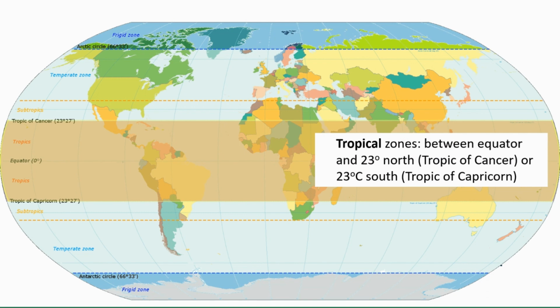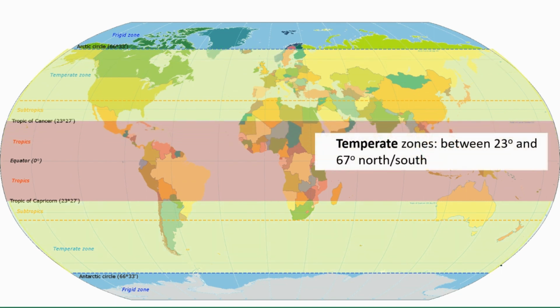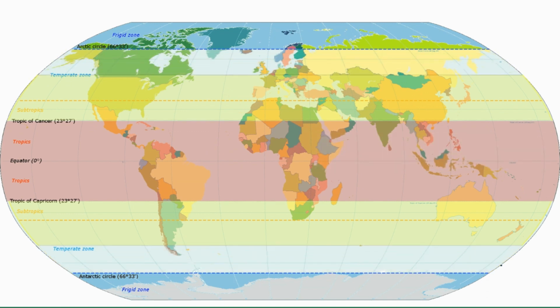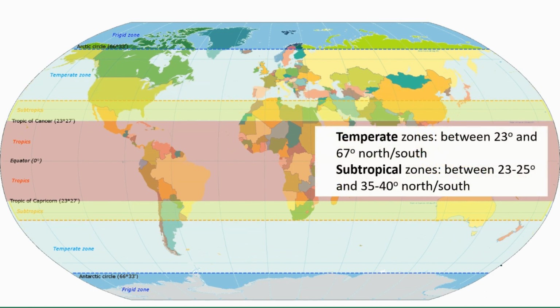And above and below tropical zones, you'll find temperate zones. And these zones are located between 23 degrees and 67 degrees north and south. So we in Arizona live in what's considered a temperate zone. And within the temperate zone, there is also a smaller zone called the subtropical zone. So the subtropical zone is considered part of the temperate zone, but it generally has a warmer and drier climate than the rest of the temperate zone.